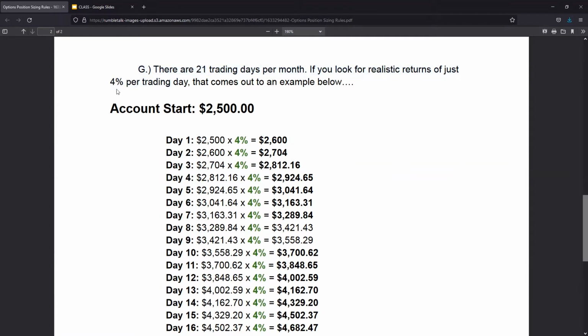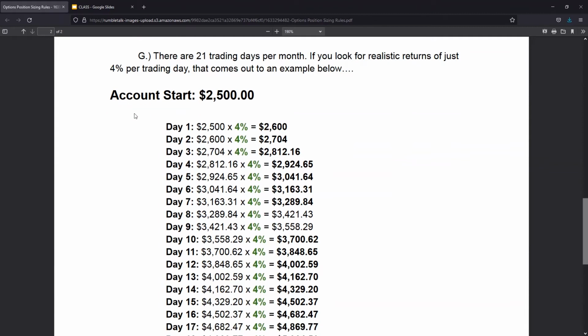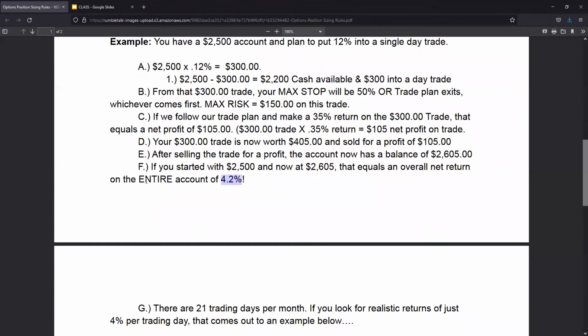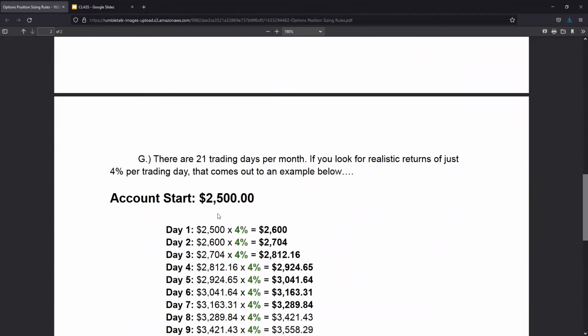Let's go over 4%. If you made 4% a day, in the example above, just a small $105 profit made you a 4.2% return on the entire account. So now let's say, what's a 4% return if you're just making one trade a day and growing that each day?